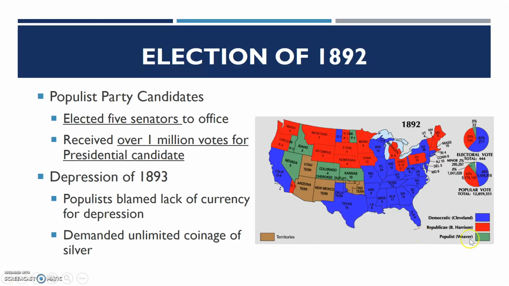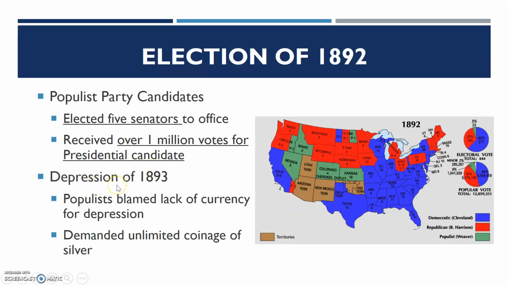You can see in the map, the green was the Populist Party candidate. It was a man named Weaver. He won in the states of Kansas, Colorado, Idaho, and Nevada. These areas here are very big rural areas, so lots of support from farmers.